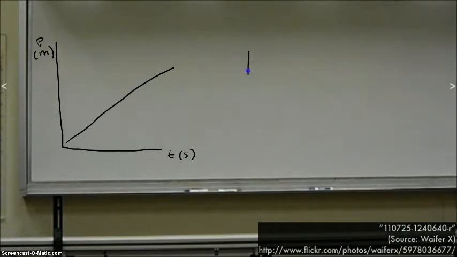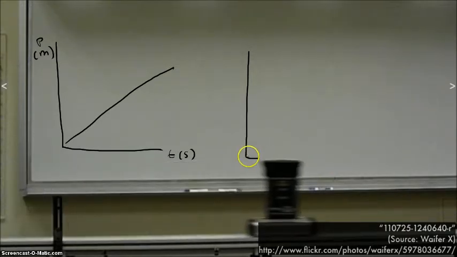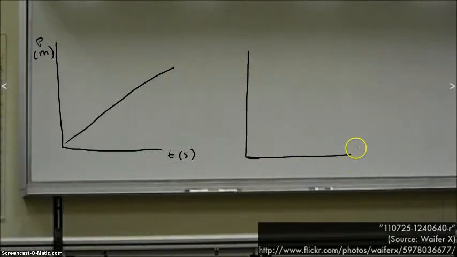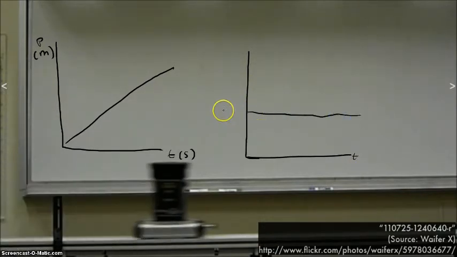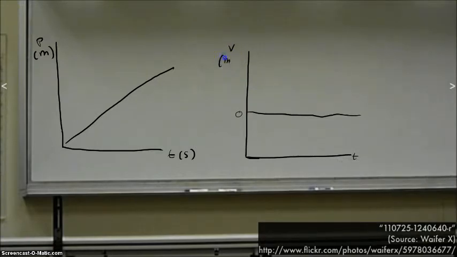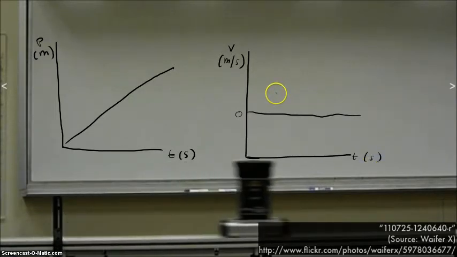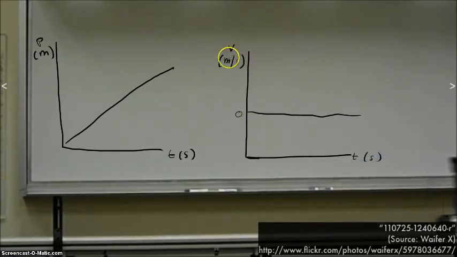Now, if we wanted to translate this into a velocity time graph, here's time on the bottom, and now we're going to have this be zero velocity. And this is velocity here, which is meters per second, and time is also in seconds. And now we've got this velocity time graph here.